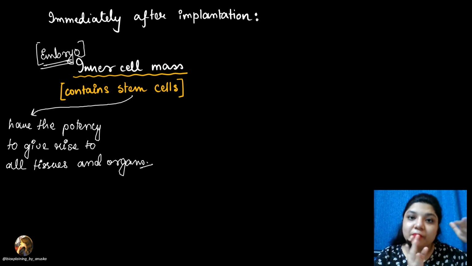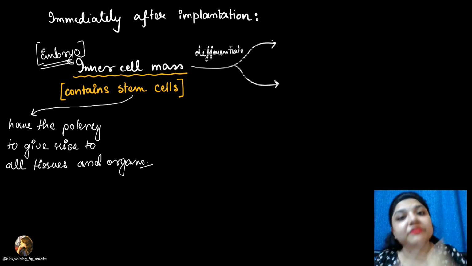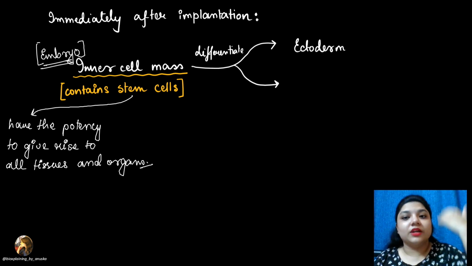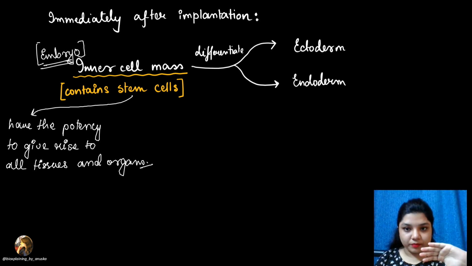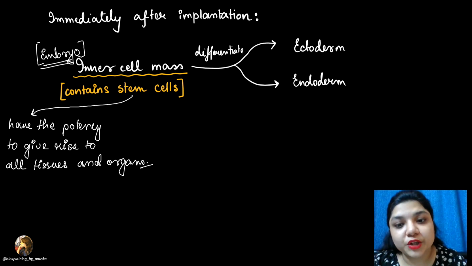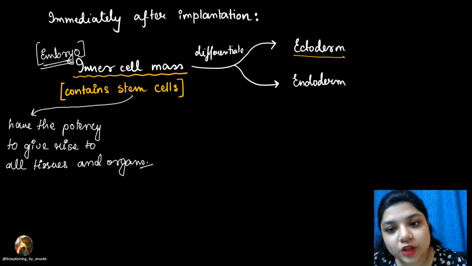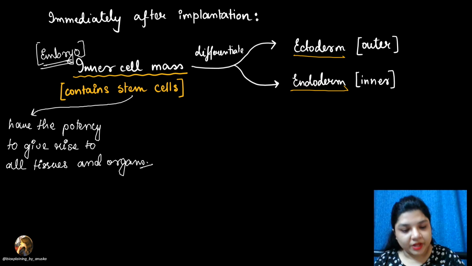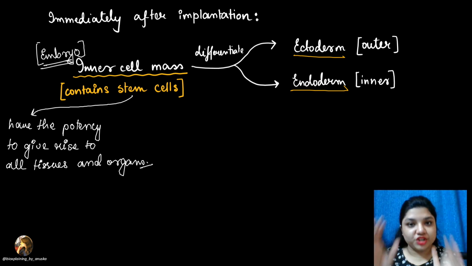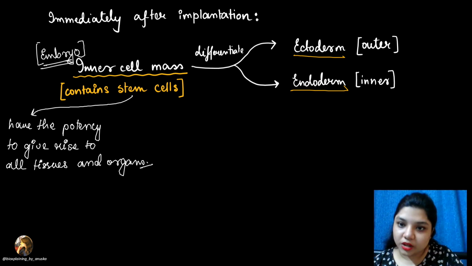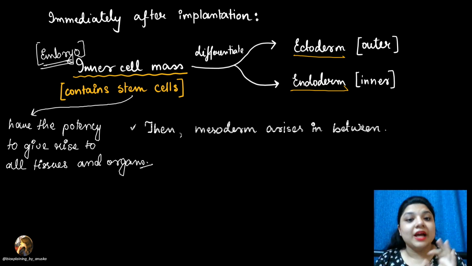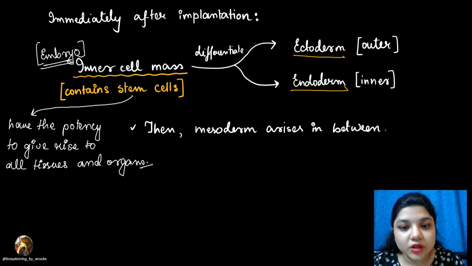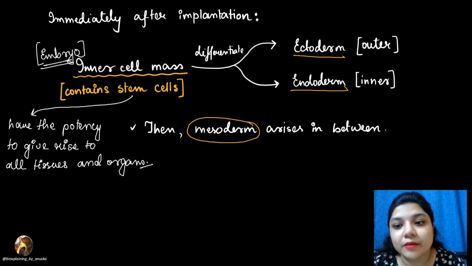So this inner cell mass which is present will differentiate into the ectoderm and the endoderm. Right? Look carefully once that the inner cell mass will differentiate into two layers. What are they? One is ectoderm, one is endoderm. This ectoderm is the outer layer and the endoderm is the inner layer, right? So the inner cell mass differentiates into outer layer ectoderm, inner layer endoderm. Then what happens? The mesoderm arises where? In between.